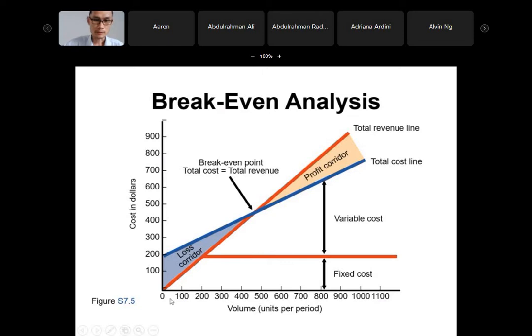Right, so the x-axis is the production quantities or production volume, how many products you're making. The y-axis is the money, the dollars. It could be revenue, it could be cost.